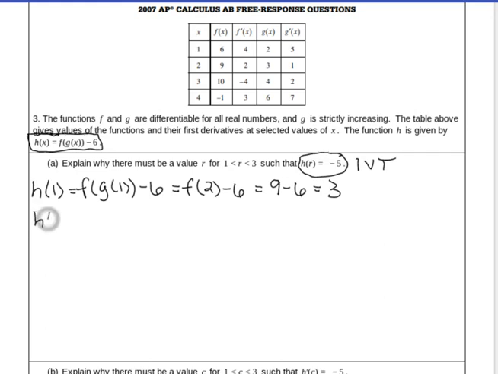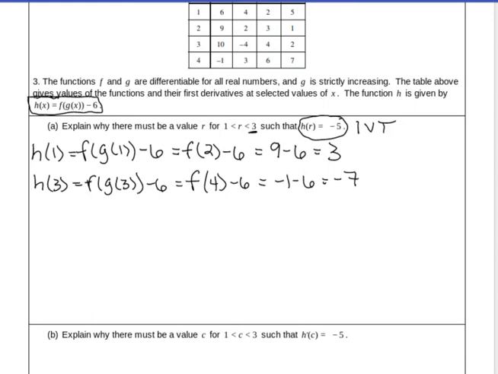And then if we find h of 3, because that's our other endpoint here, right? Then that's going to be f of g of 3 minus 6. So that's going to be f of, let's see, g of 3 is 4, minus 6. And so f of 4 is negative 1, minus 6, which gives us negative 7. And so if we think about it, we can see clearly that this negative 5 that we're hoping to find is going to fall between 3 and negative 7.